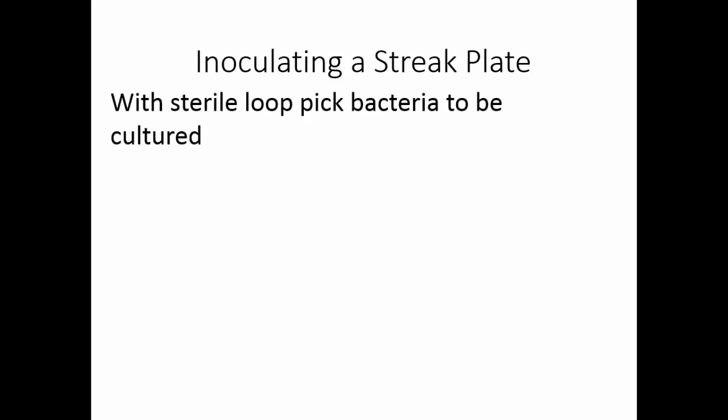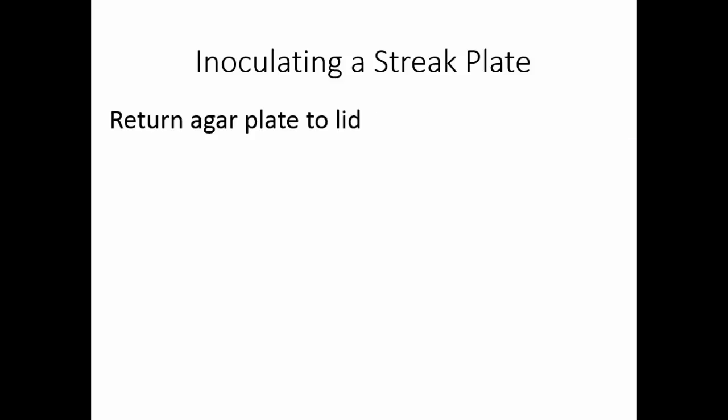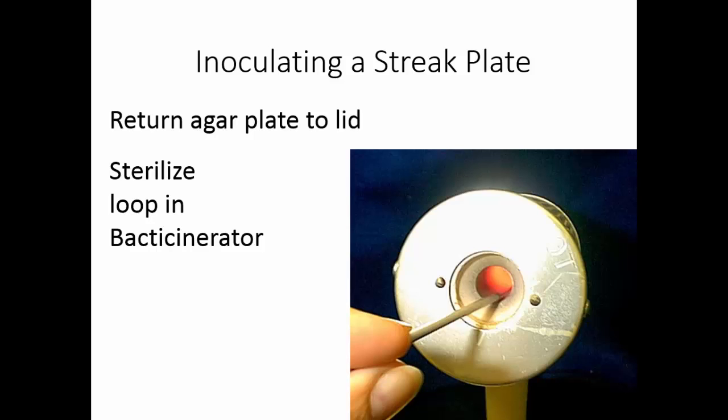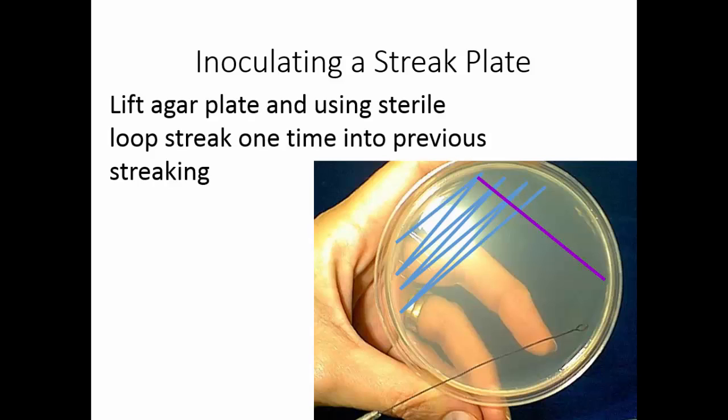To inoculate a streak plate, you will use your sterile loop to pick up the bacteria to be cultured, and then you will lift the lid of the plate and streak half of the agar surface with the loop. You want to use back and forth movements that are fairly close together. You will return the agar plate to the lid and sterilize the loop in the bacticinerator. You will then lift the agar plate and using the sterile loop, streak one time into your previous streaking.